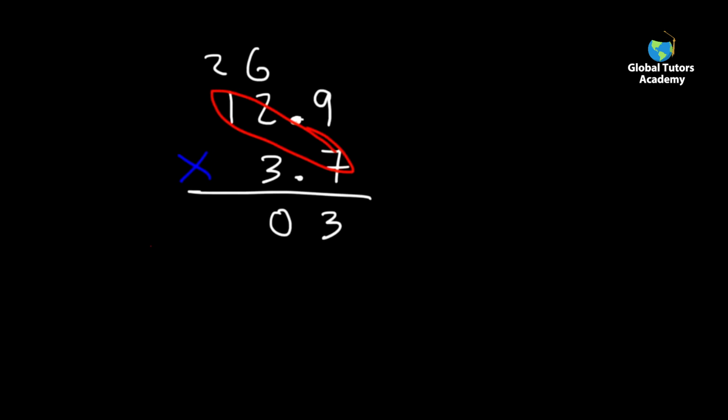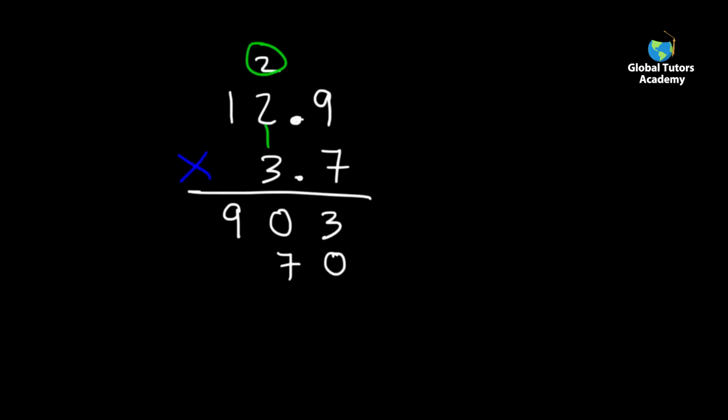Next we have 1 times 7, which is 7 plus 2, that's equal to 9. Now let's add a 0. Let's get rid of these numbers. So now we're going to multiply 3 times 9. 3 times 9 is 27. Let's carry over the 2 and then we'll multiply 2 times 3, which is 6 plus 2, that's 8. And then finally 1 times 3, which is just 3.